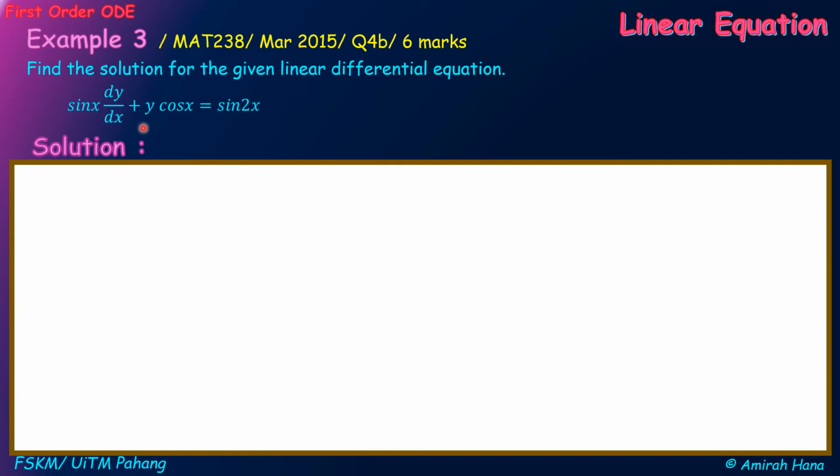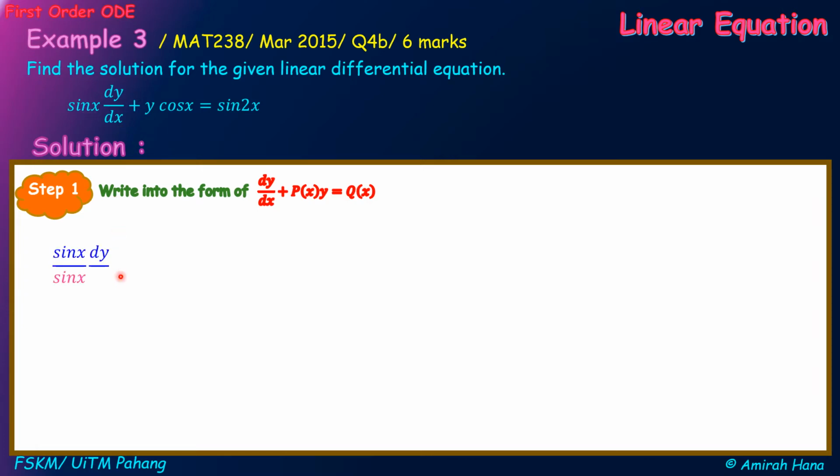To solve a linear equation, the first step is to write it in the form dy over dx plus p(x)y equals q(x). Please note that the coefficient of dy over dx should be positive 1. From the given question, the coefficient of dy over dx is sin x, so we need to divide each term by sin x. So we get this.